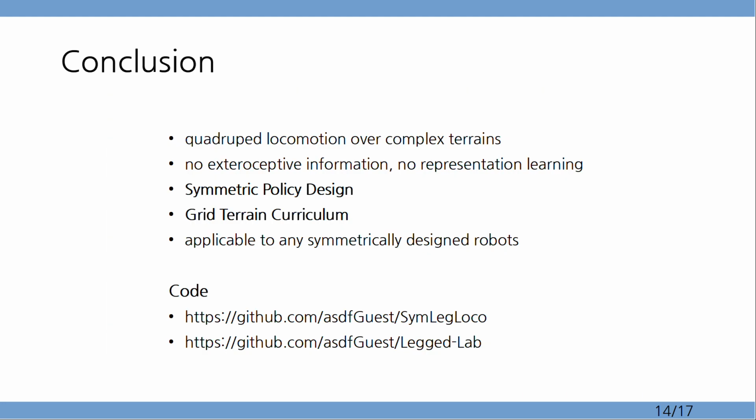In this work, we've introduced symmetric policy design and grid terrain curriculum to tackle legged locomotion on complex terrains, using only proprioceptive data. No representation learning needed. This method leverages symmetry and structured training to deliver robust performance.